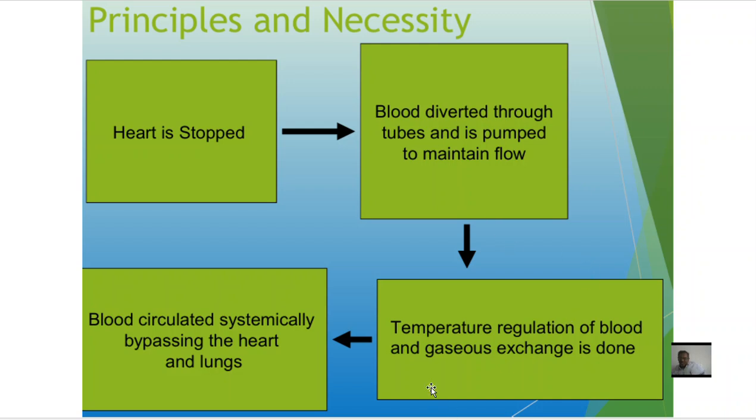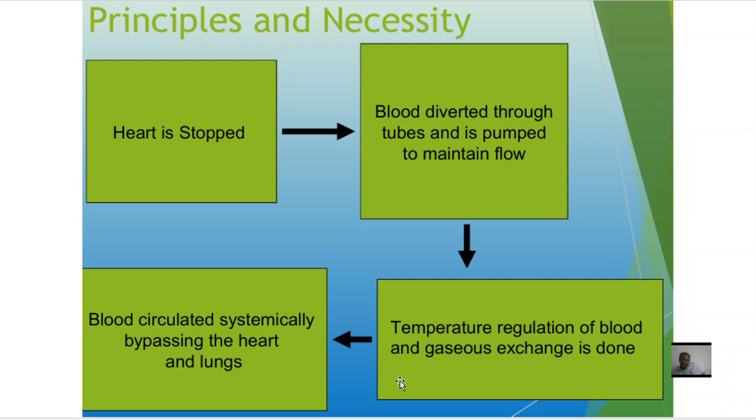Next, the temperature regulation of the blood and the gaseous exchange is done. While we are taking the blood through the extracorporeal circuit, the temperature will change, so we have to maintain the body temperature. There will be a temperature regulation of the blood, and a gas exchange system, that is the artificial respiratory system. Carbon dioxide will be removed from the blood and oxygen will be supplied to the blood. So gaseous exchange is available in the machine, and temperature regulation is also available in the machine.